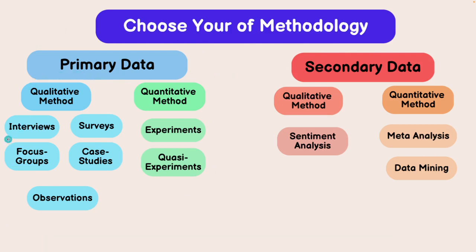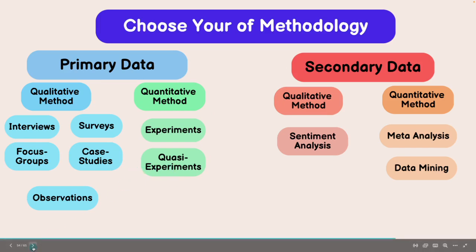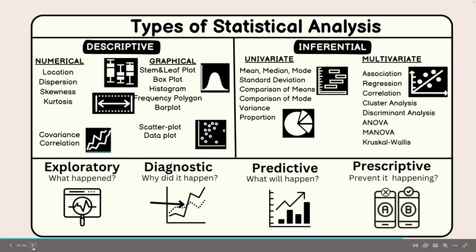So are you going to use an interview or a focus group? Those would be the qualitative type of data collection. If you are doing an experiment, then you're going to have to set up the control group versus the experimental group relative to the variable that you want to test. And so these are the different types of statistical analysis.